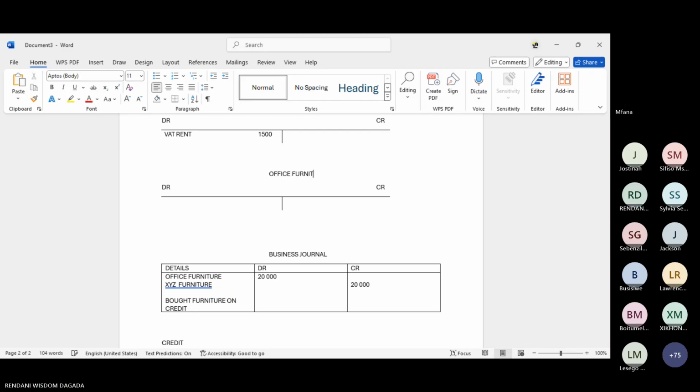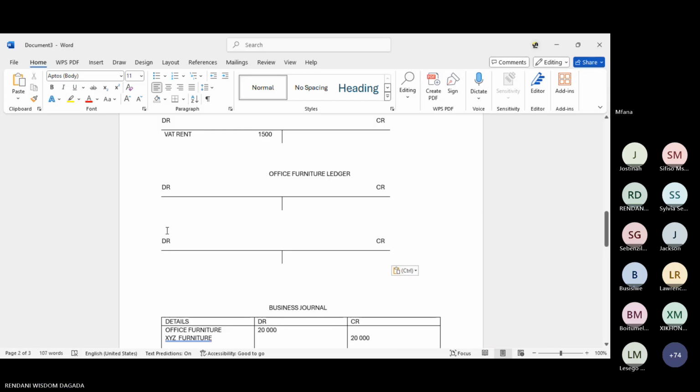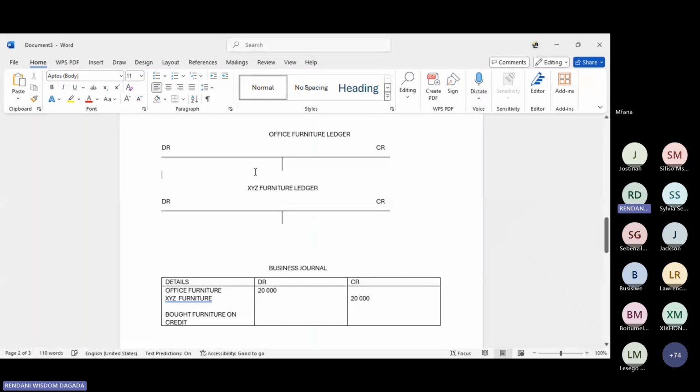Office furniture ledger, and XYZ furniture ledger. The office furniture ledger is going to be on the debit side. Just put credit here, 20,000. And on the XYZ furniture, let's just put credit here, 20,000. And just like that, this is how you do your business journal.